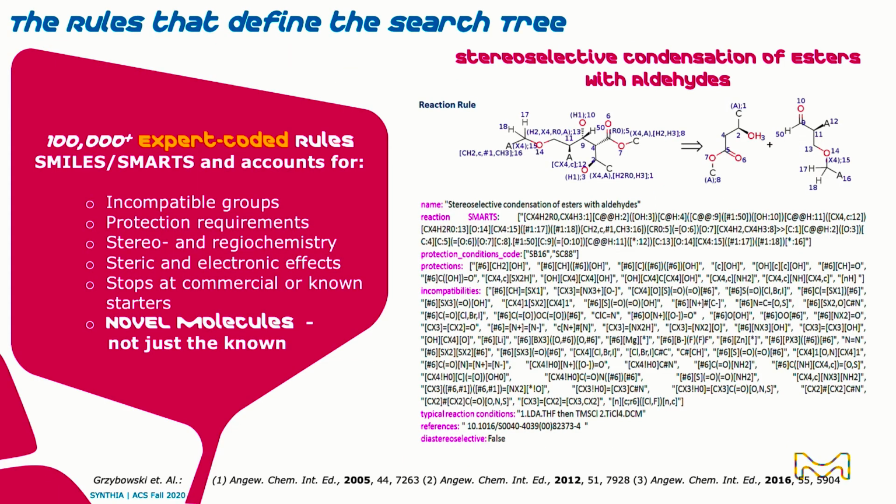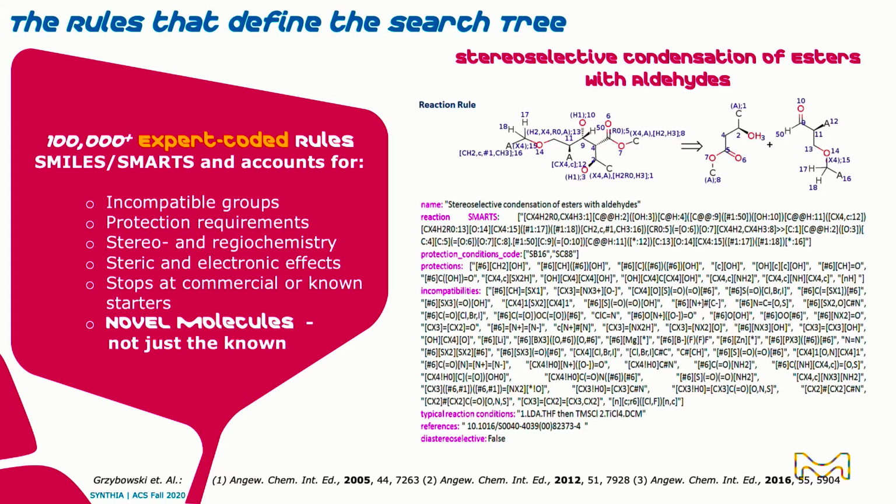So how does Synthia know what reactions are possible for your particular target? We have very explicit rules within our database that allow Synthia to define that search tree. Every single rule constitutes a chemical reaction that has been published somewhere in the literature that you may know from your schooling or your time at the bench.